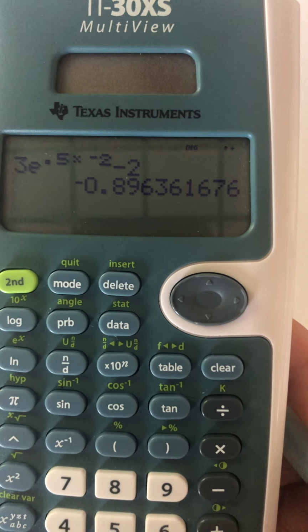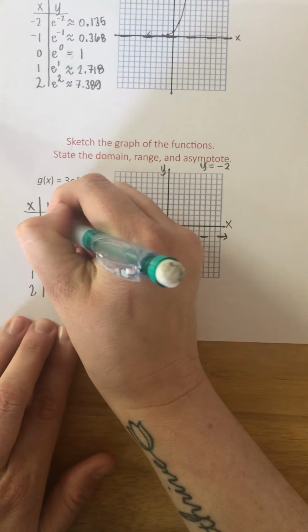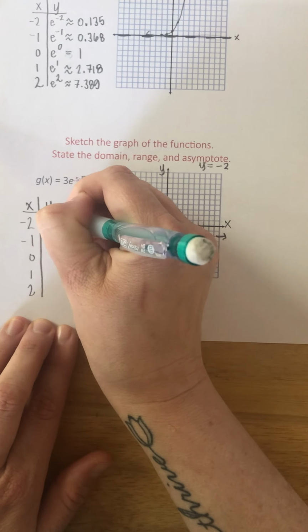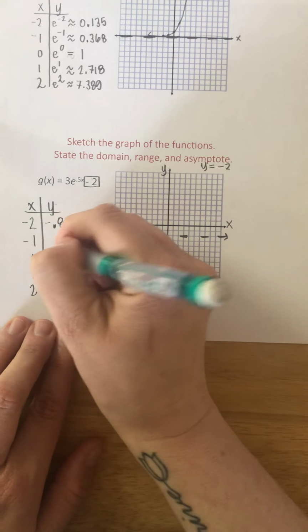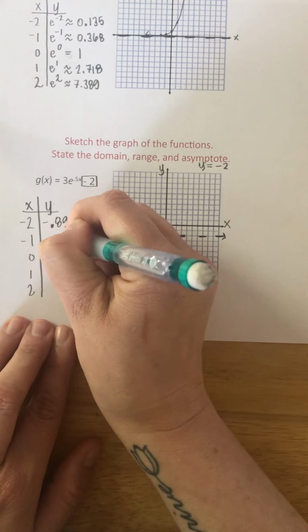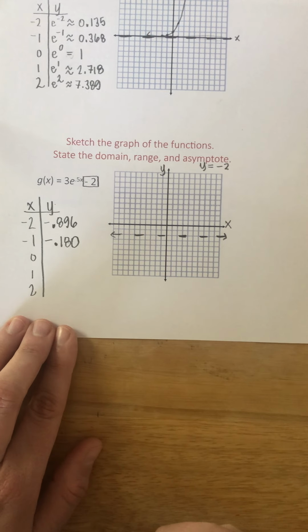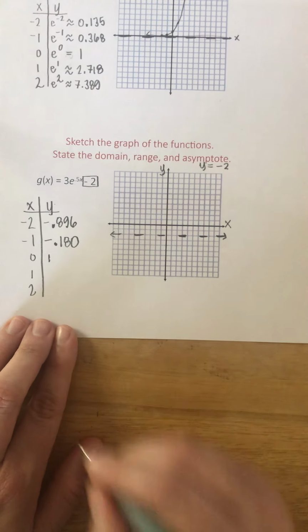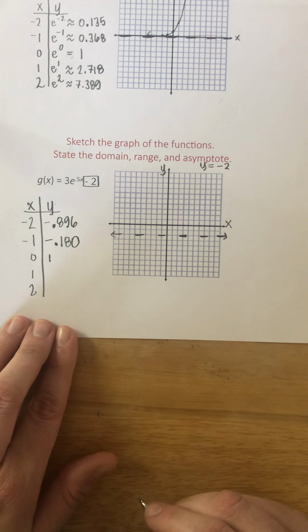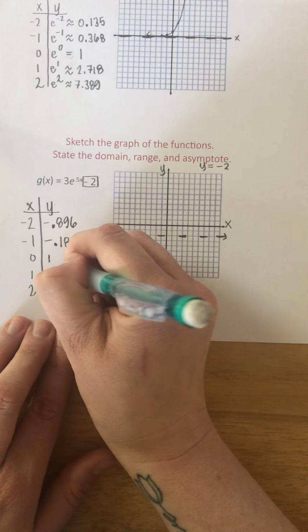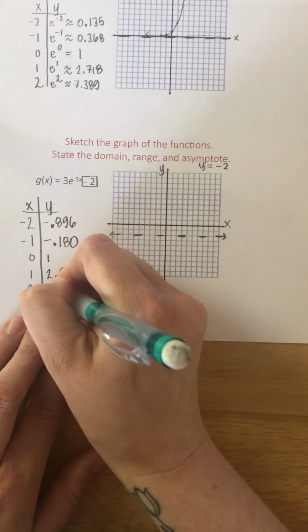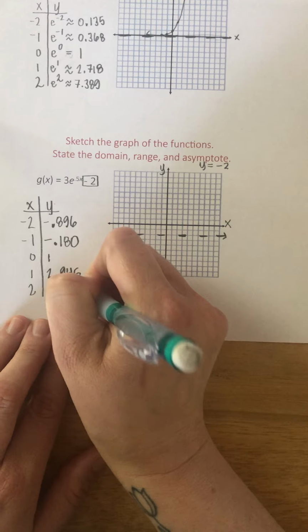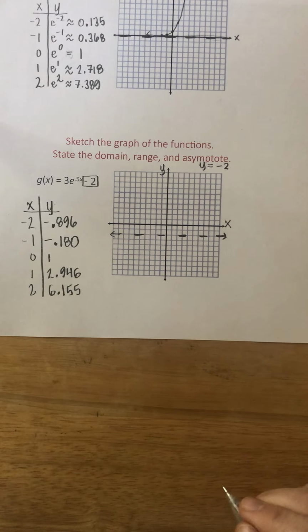And so I would round that to -0.896. All right, well, I'm going to do the same thing for -1. If I plug that into the calculator, I'm going to get -0.180. If I plug a 0 in, I end up with exactly a 1. If I plug in a 1, I get 2.946. And if I plug in a 2, I get 6.155. So let's plot and see what our graph looks like.